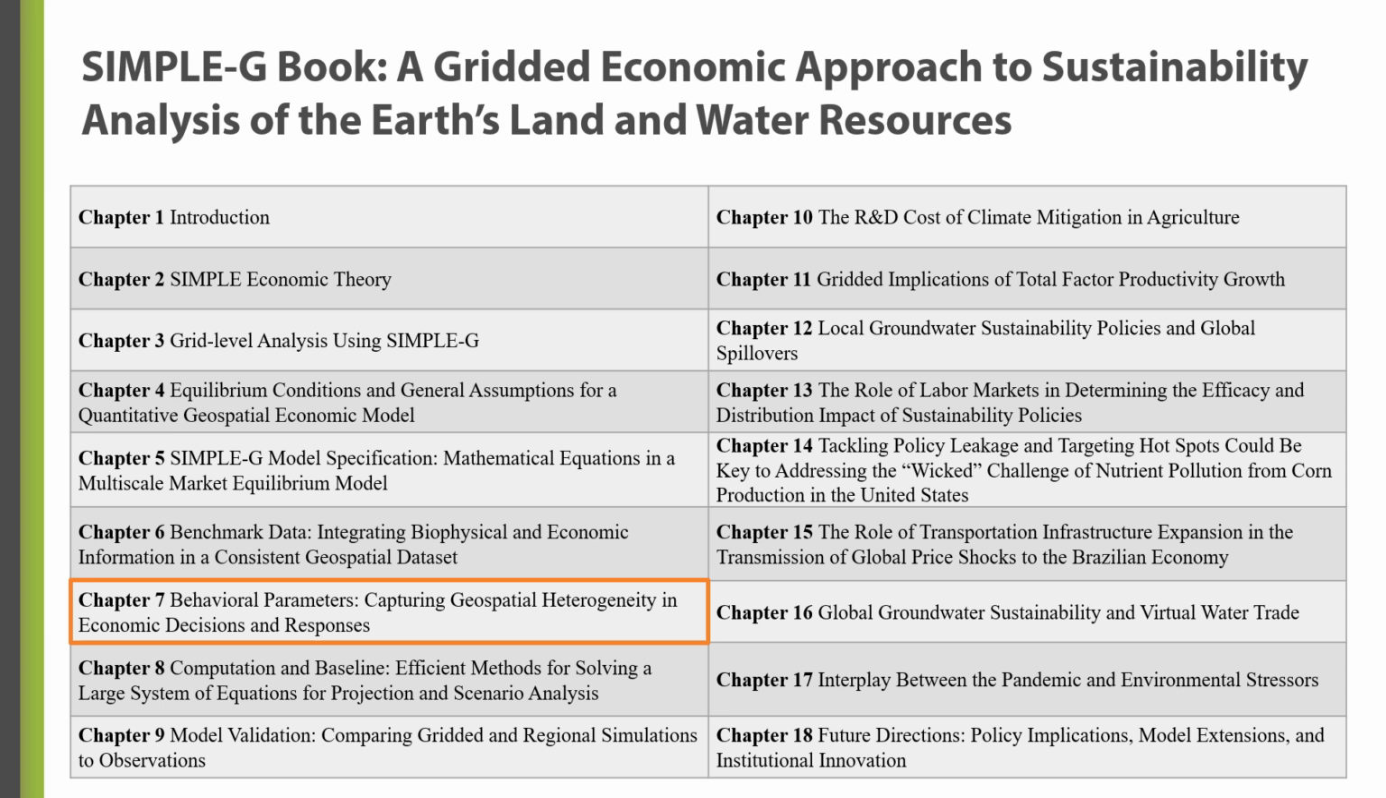Previous chapters laid the groundwork by providing theoretical foundations, introducing general conditions, specifying mathematical equations, and discussing the gridded data requirement. In this chapter, we'll focus on behavioral parameters that are critical for this type of analysis.